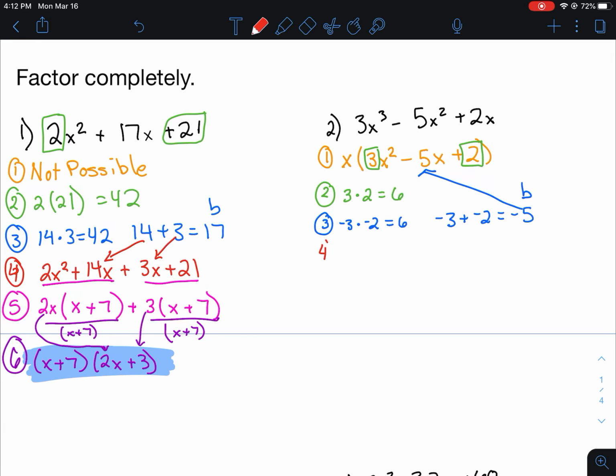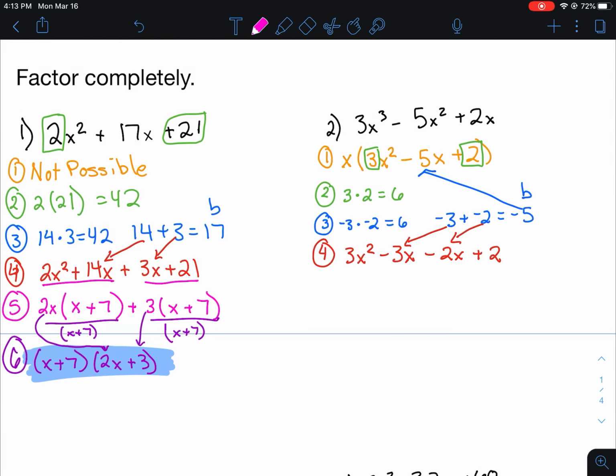So now I rewrite it with my ax squared from step 1, not my original ax squared. So from step 1, I have 3x squared. Then I'm going to do minus 3x, that came here, minus 2x, again, that came here. And then from my part 1, it is just a 2 at the end.